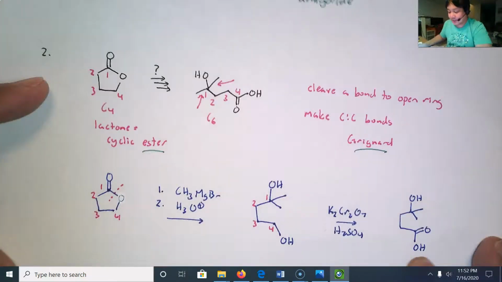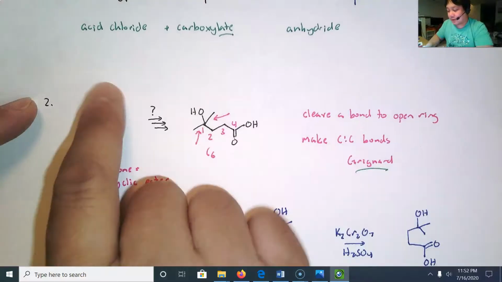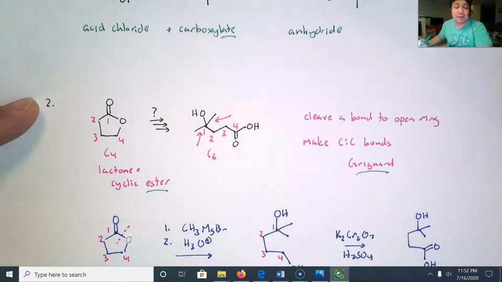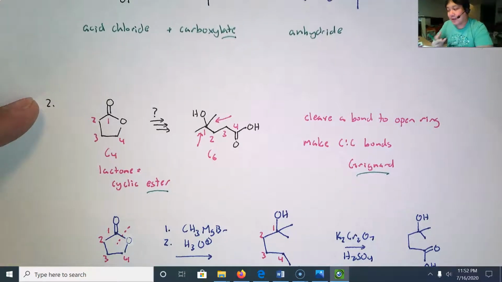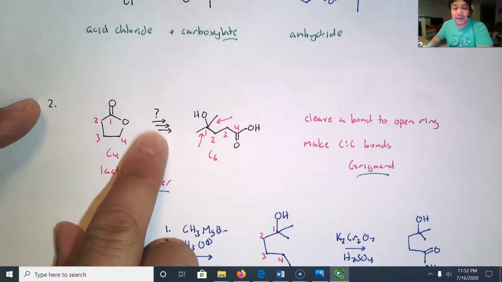Before I go back, one last thing. I should have mentioned this. This is how I ask the synthesis problem. Your professor could say, provide an efficient synthesis, and then obviously you'll string together a bunch of reactions. The way that I indicate that it's a synthesis problem is a question mark with 3 arrows, always 3 arrows.